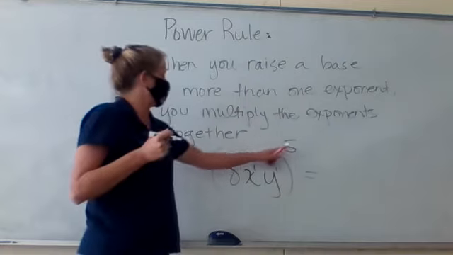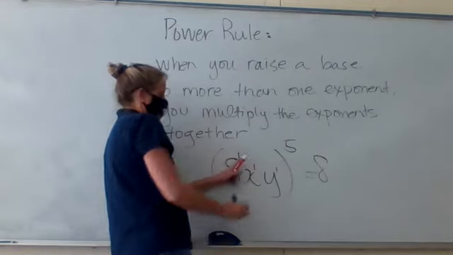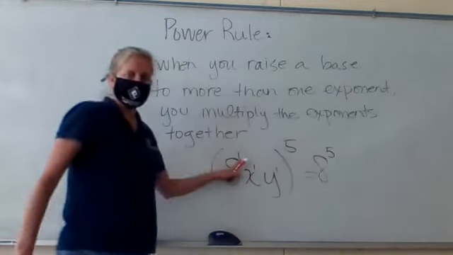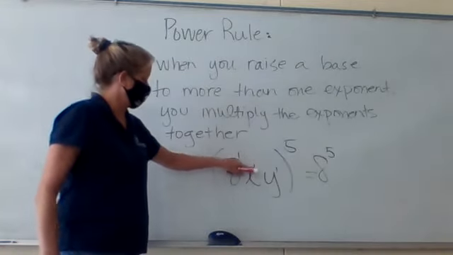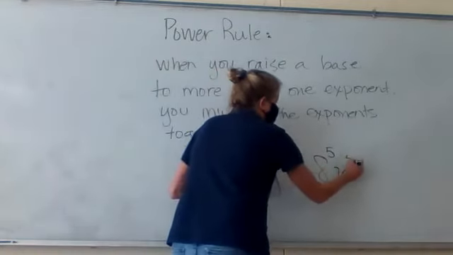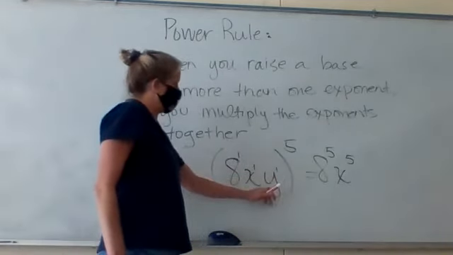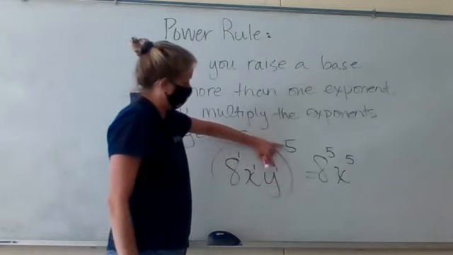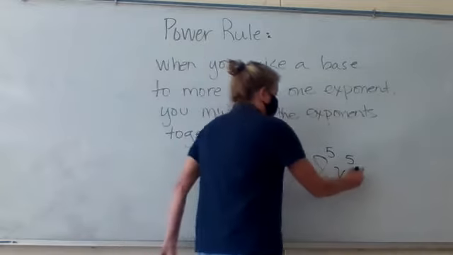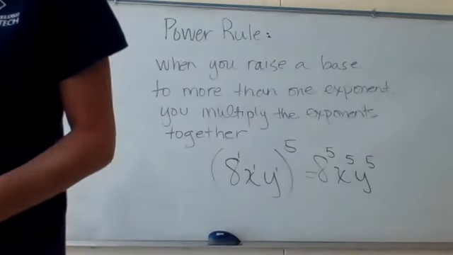So when I multiply these bases together, I have 8 is my first base. Multiply your exponents. What do you get when you multiply 1 times 5? 5. Move on to the next base. What is it being raised to? It's being raised to the 1 and 5. So when you multiply those exponents together, you get x to the 5th. And what about the y? What is the y being raised to? It's being raised to the 1st power and the 5th power. So when I multiply those exponents together, I get y to the 5th. So everybody in there is being raised to the 5th power.